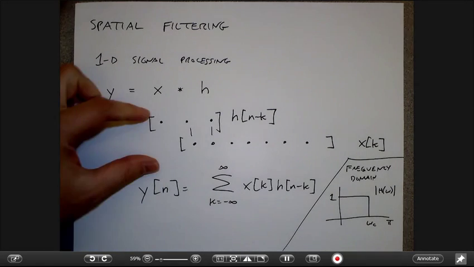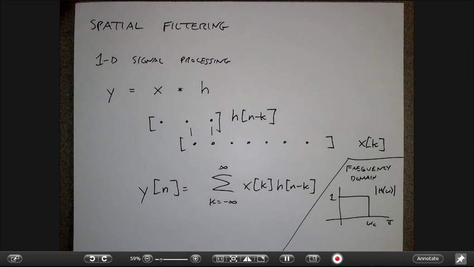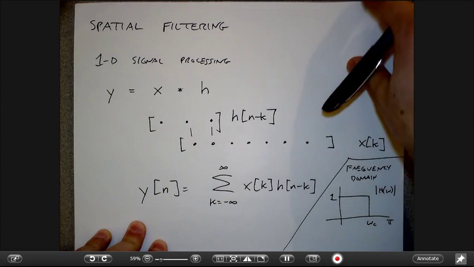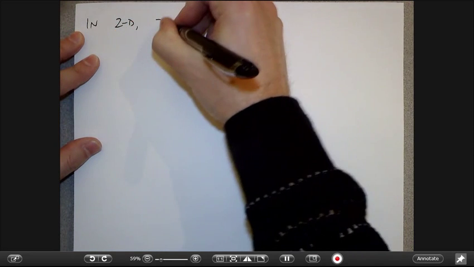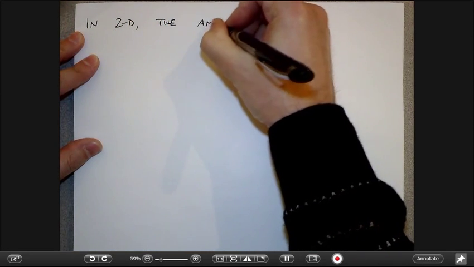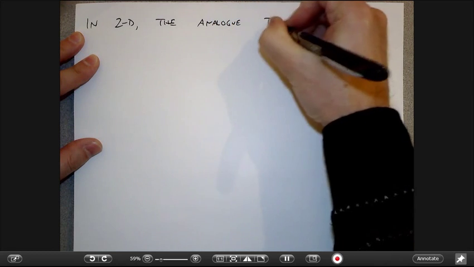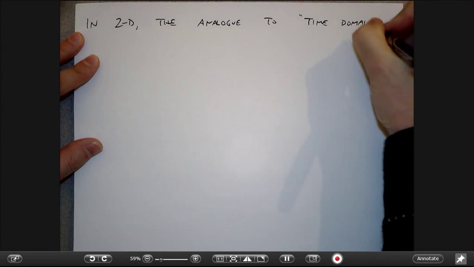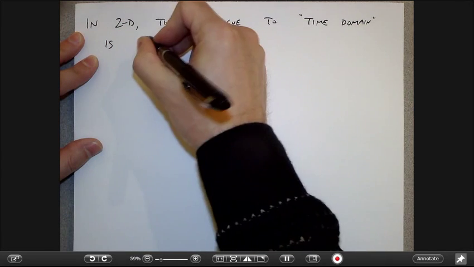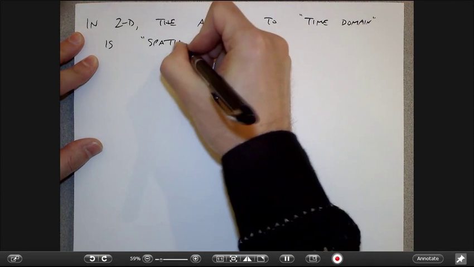So we can also take a small filter and slide it around an image to produce a result in image processing. In 2D, the analog to time domain filtering is what you'd call spatial domain filtering.